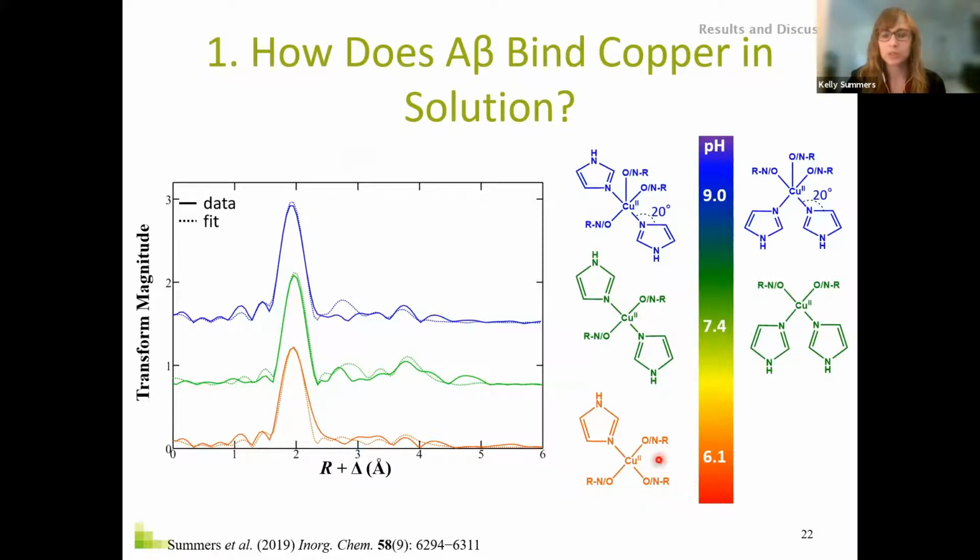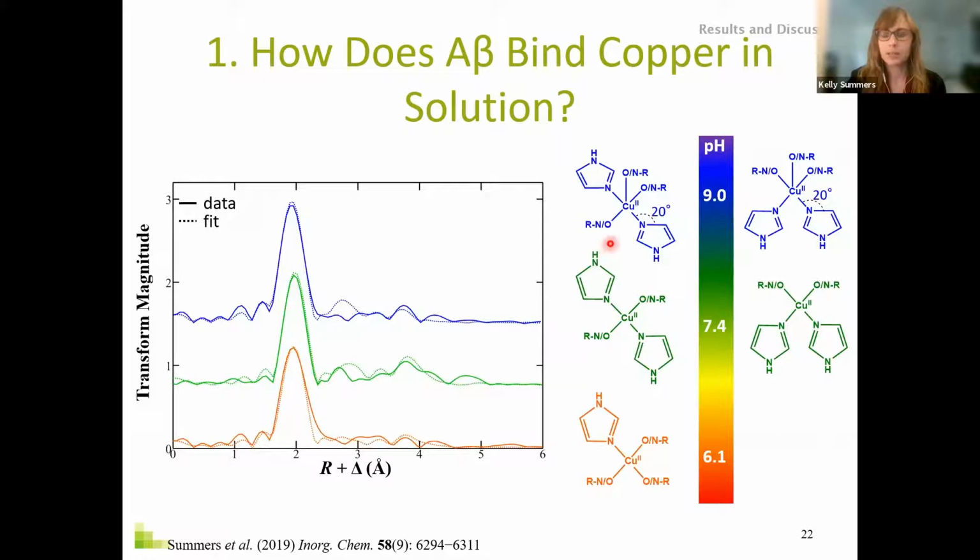So the orange spectrum is at pH 6.1. And in this case, you can see the region where the histidine multiple scattering is observed is relatively small. And so we believe that we have just one single histidine bound here. Comparatively, in the green spectrum at 7.4, this region is more intense. And so we think that we have 2 histidines bound.